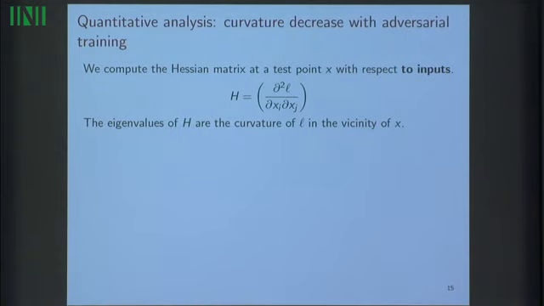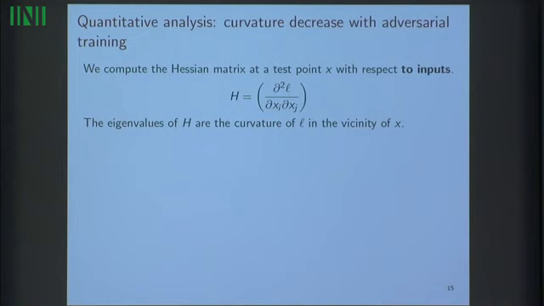Now we can also try to quantify whether this curvature is indeed decreasing or not, because at the end of the day we're just plotting things in 2 dimensions, so you don't know what's really happening. We can quantify this by computing the Hessian, which is the second derivative, I mean, if you don't know what the Hessian is, yeah, so we compute the Hessian, and then we compute the eigenvalues of the Hessian.